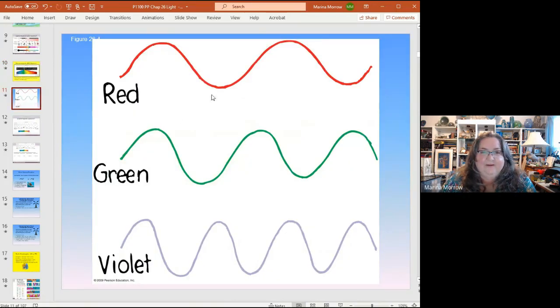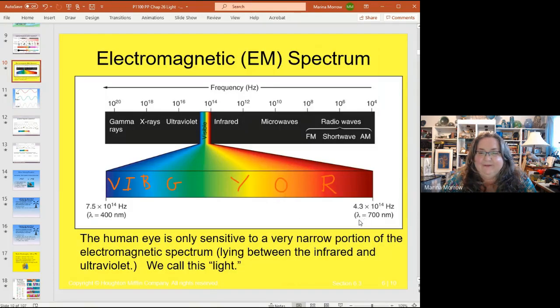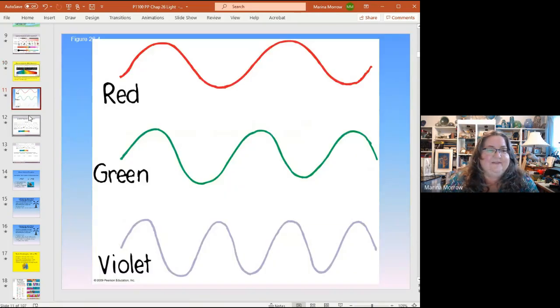And red wavelengths are almost twice as long as violet wavelengths. Right? Because here we have the red wavelength. It's about 700 nanometers. And nanometers are 10 to the minus ninth meters. And violet is about 400 nanometers. So yeah, the red is definitely the longest there.